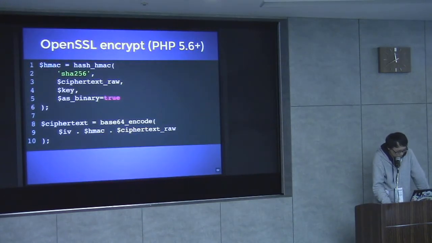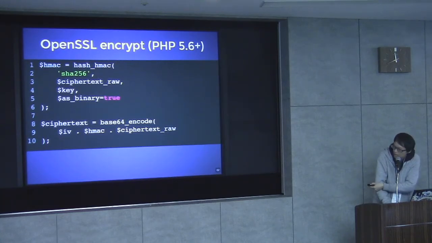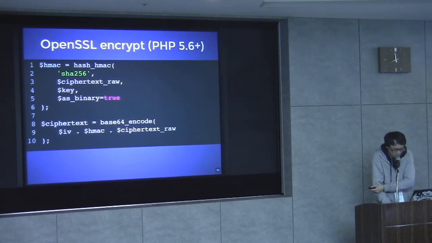And here is hash_hmac. It is another function to hash your message authentication code. Then, if you want to produce the ciphertext before sending to the specific client, you can use the initialization vector, then concatenate the hash message authentication code value and the raw ciphertext, and encode with the base64_encode function, then get the ciphertext.